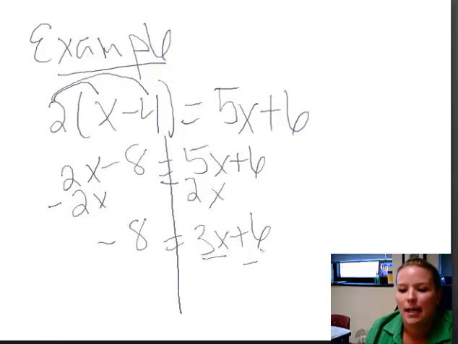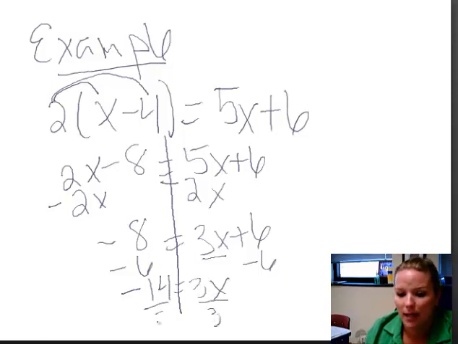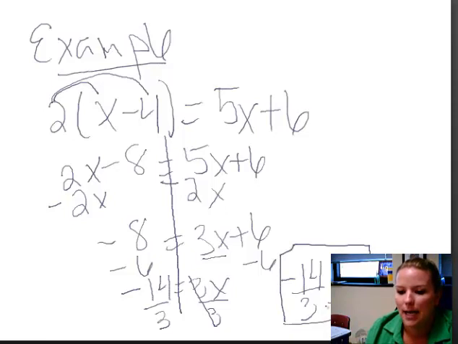So what I'm going to do instead is move the 6 to the other side of the equation. So I get negative 14 is equal to 3x. Now I want to get this x by itself, so I'm going to divide both sides by 3. These go away because when you divide by itself, it becomes 1. So my answer, even though it's a fraction, we like improper fractions in Algebra 2, is going to be negative 14 over 3 equals x.